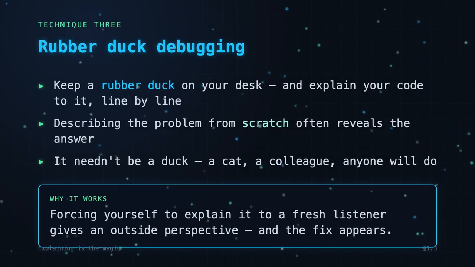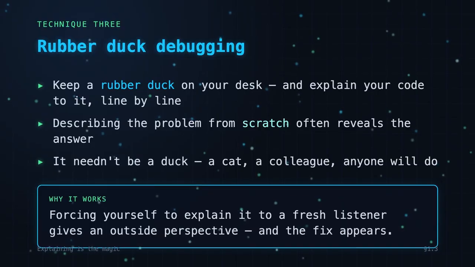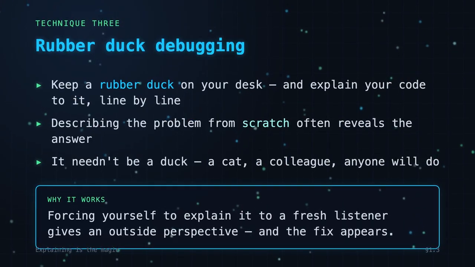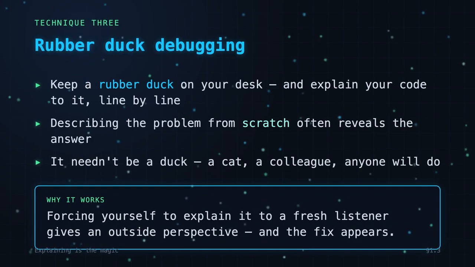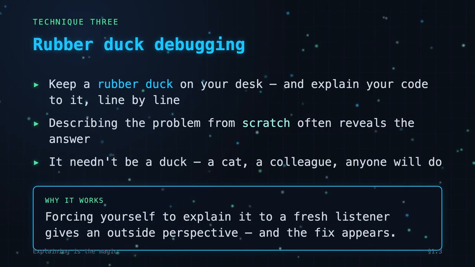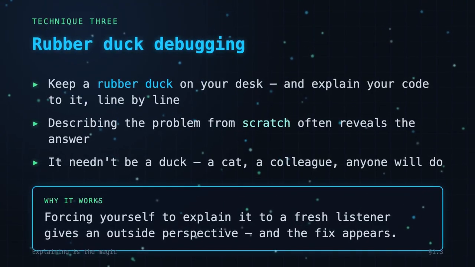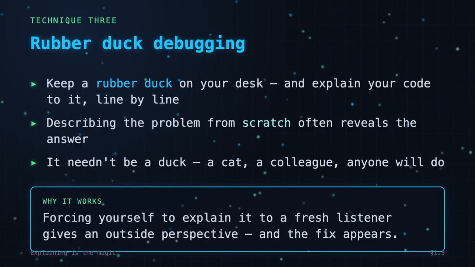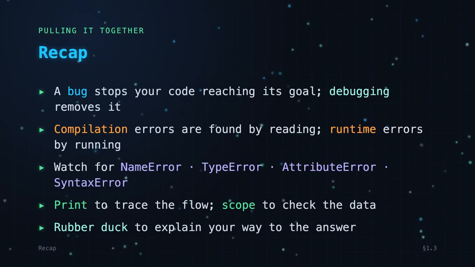The third technique sounds odd but works beautifully: rubber duck debugging. The idea: keep a rubber duck on your desk and explain your code to it, line by line out loud. So often, the simple act of describing the problem from scratch reveals the answer. It needn't be a duck, a cat, a colleague, anyone. Explaining is the magic.